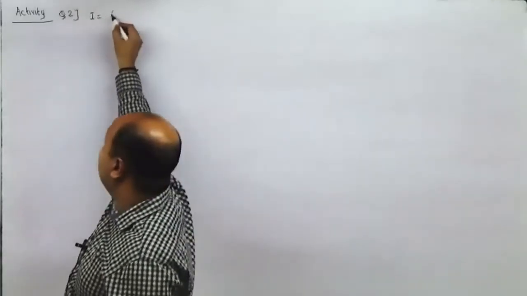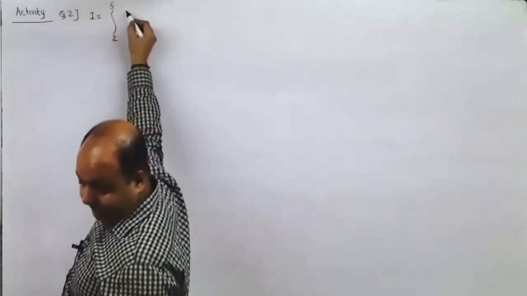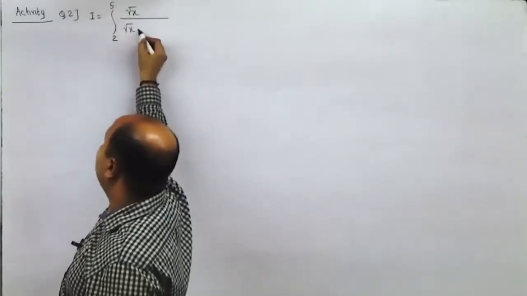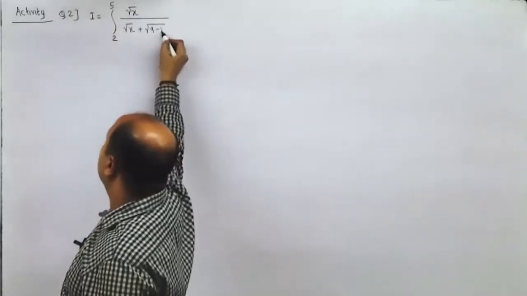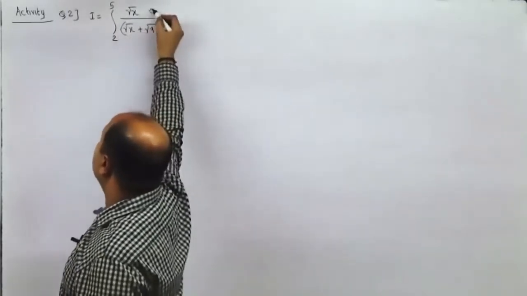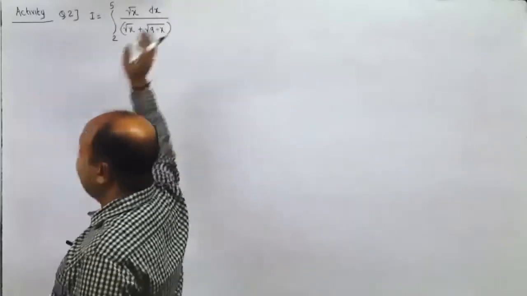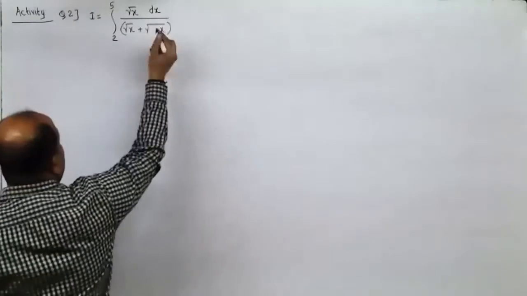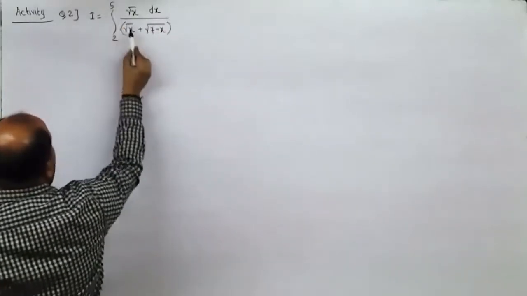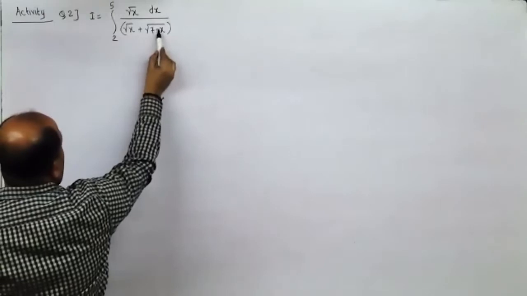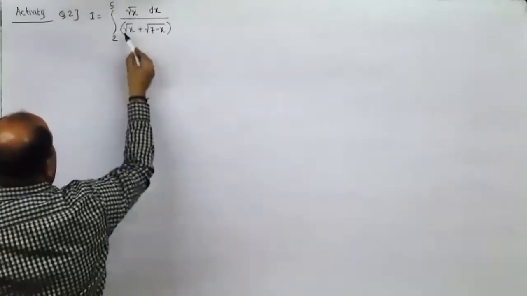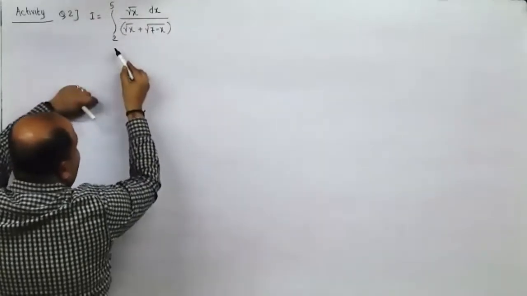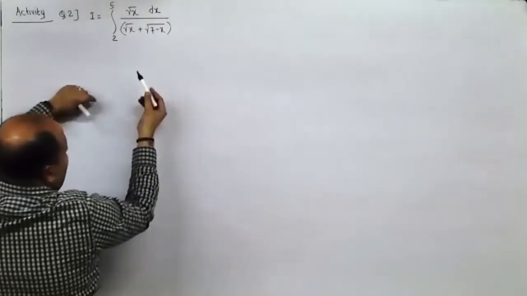I equal to 2 to 5 root x upon root x plus root 9 minus x dx. Sorry, 7 minus x. Again, if you see 2 plus 5 is 7. 7 minus x, this would become x. This would become 7 minus x. When you add it, they get cancelled. 5 minus 2 by 2. That is 3 by 2 is the answer.